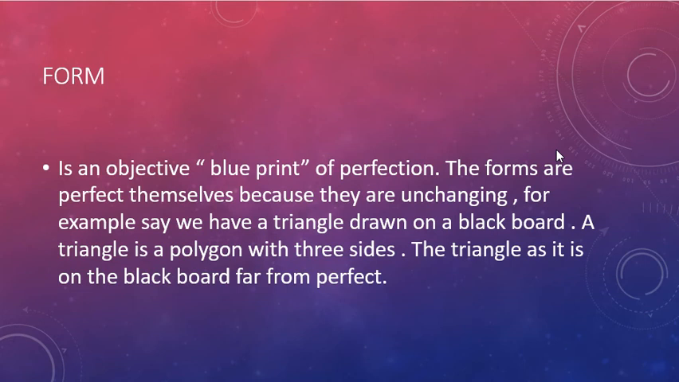So what is a form? It is an objective blueprint of perfection. The forms are perfect because they are unchanging. For example, say we have a triangle drawn on a blackboard. A triangle is a polygon with three sides. The triangle on the blackboard is far from perfect because everything around us is not perfect. It's only a creation of our imitation. But the form, a triangle is a polygon with three sides. When we draw a triangle, we cannot say that it is actually equal on all its sides.